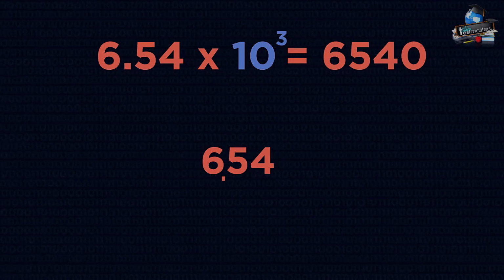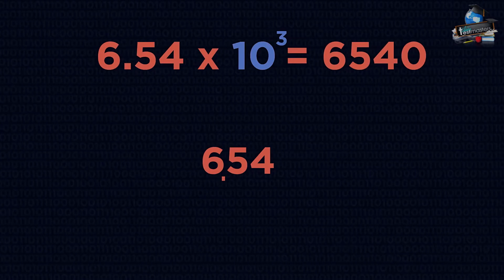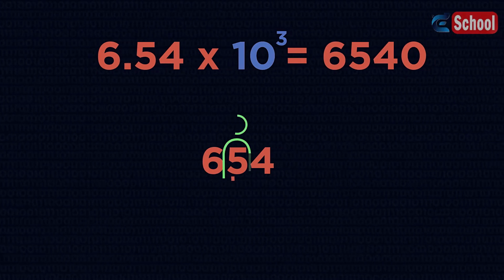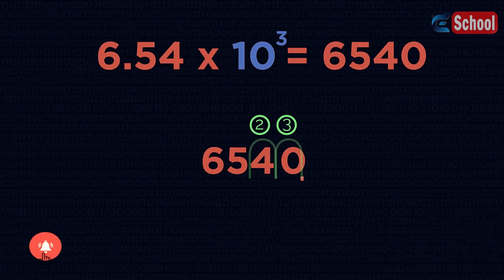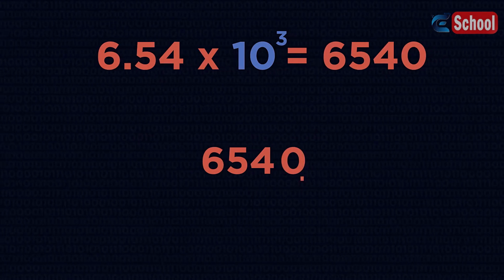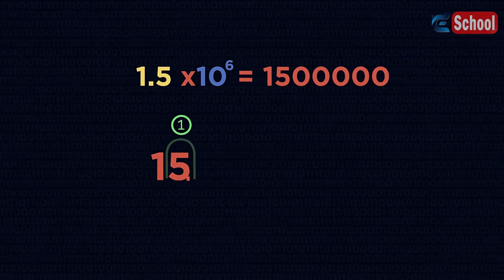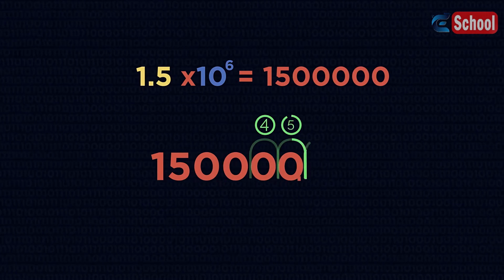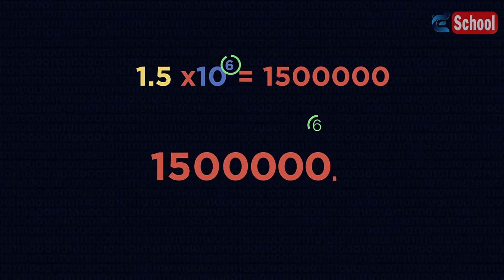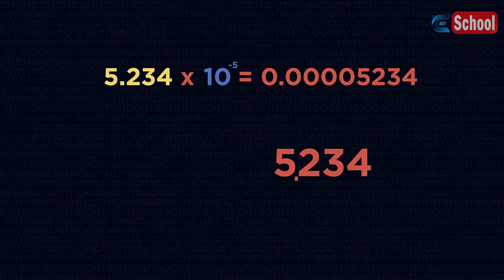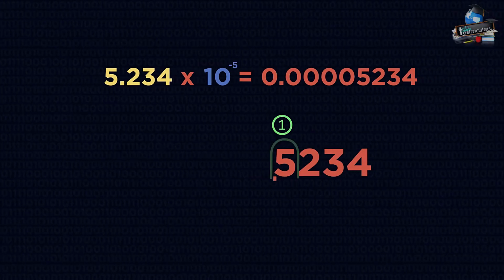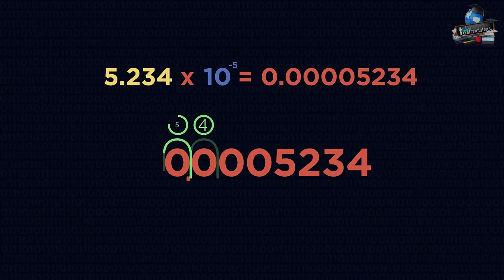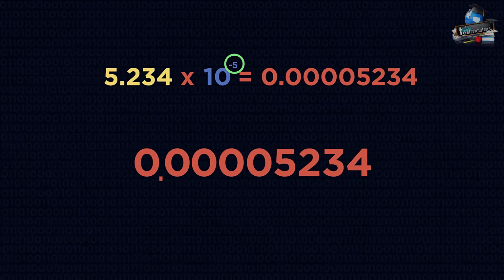So write down 6.54 and then the times 10 to the 3 means we jump the decimal place 3 places to the right to give a big number. Write down 1.5 and jump the decimal place 6 places to the right to make a big number. So write 5.234 down and jump the decimal place 5 places to the left to make a small number. Small because it is negative 5.